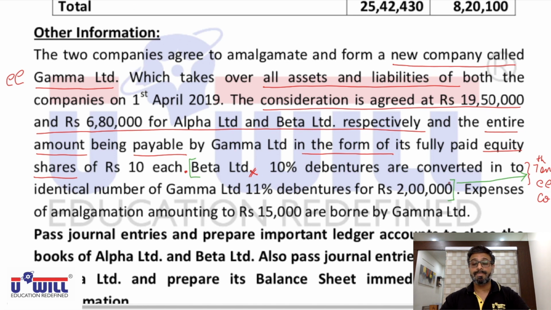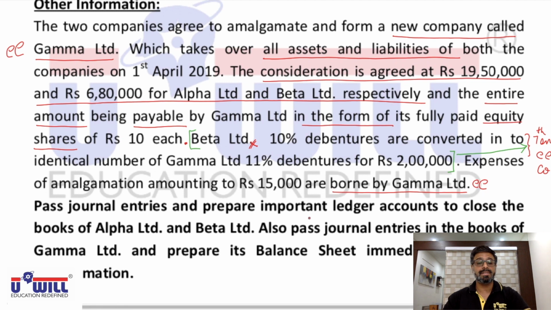No other relevance. Expenses of amalgamation amounting to 15,000, underline, are borne by Gamma Limited, that is the transferee company. So the entry of expenses will come in the books of the transferee company only. We studied in the last lecture that liquidation expenses of the transferor company are paid by the transferee company. Since it is borne by Gamma Limited, the entry will come in the books of Gamma Limited only.